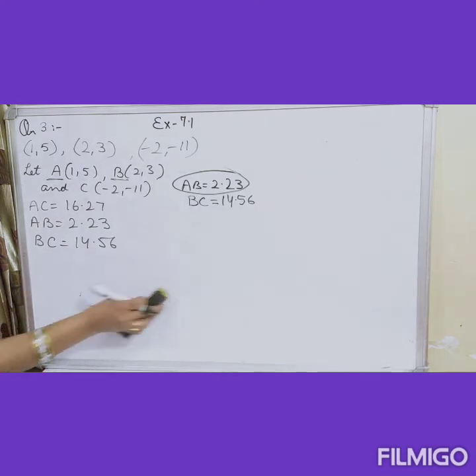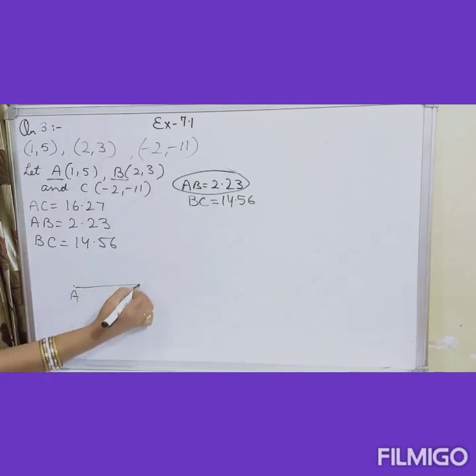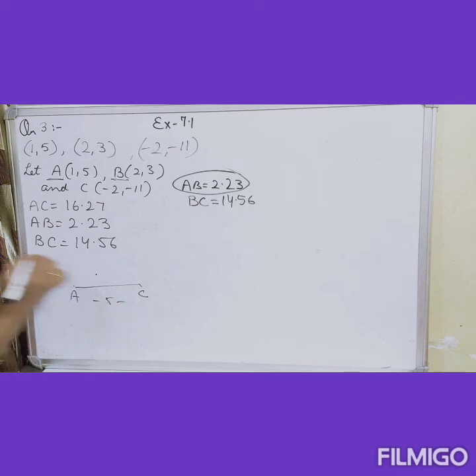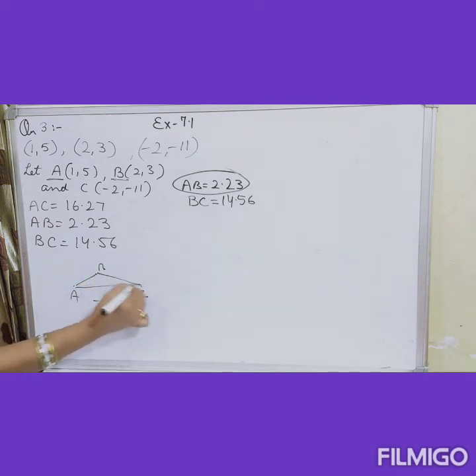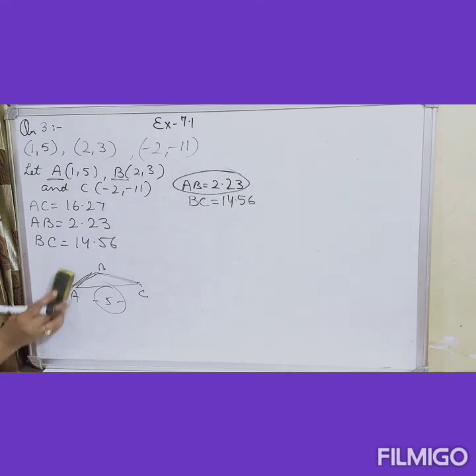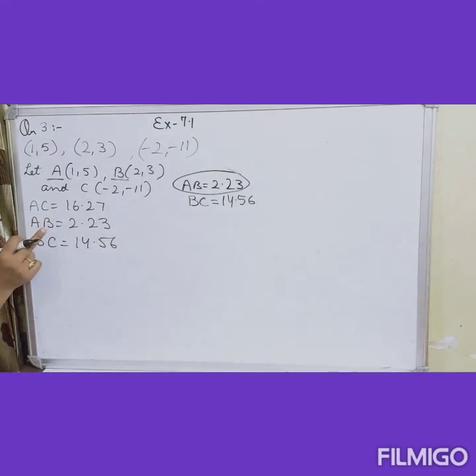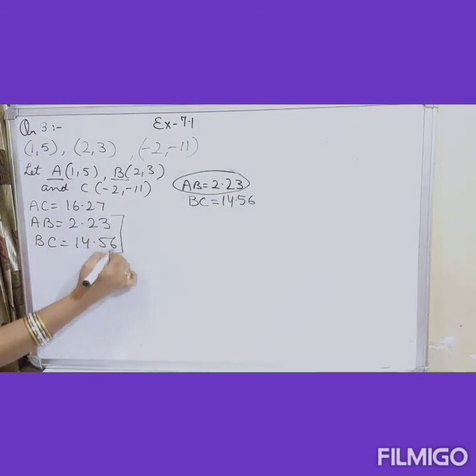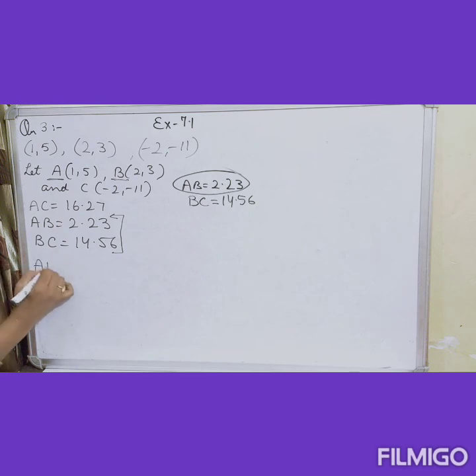Suppose the distance between these 2 points is 5 and B is not on the line, it is somewhere else, then if you add AB and BC, it will never come equal to AC. So here also we have to use this method. What is the method? We will check the sum of the smaller distances, these two distances, so let us add them.